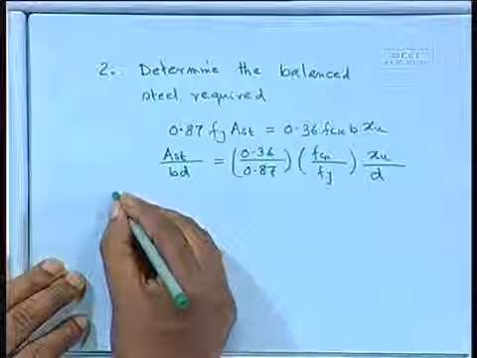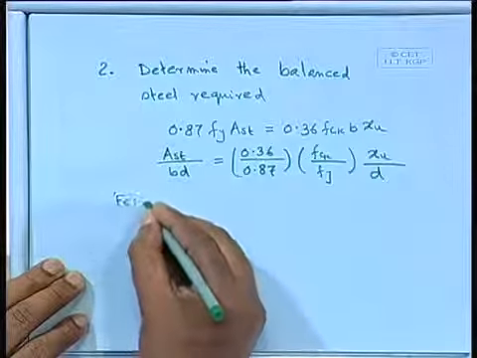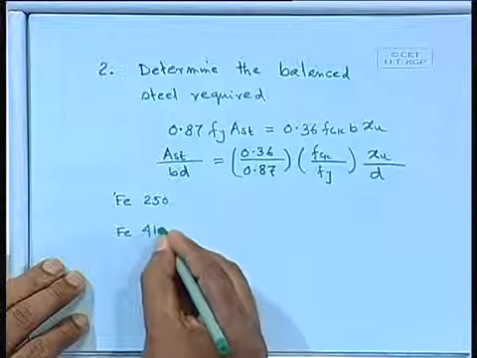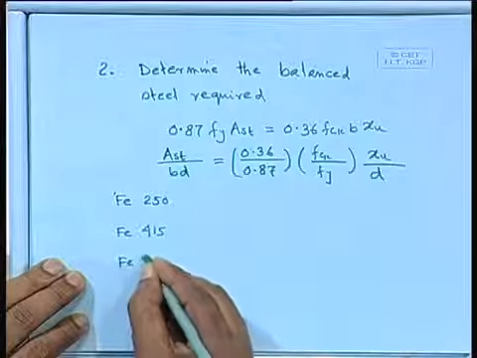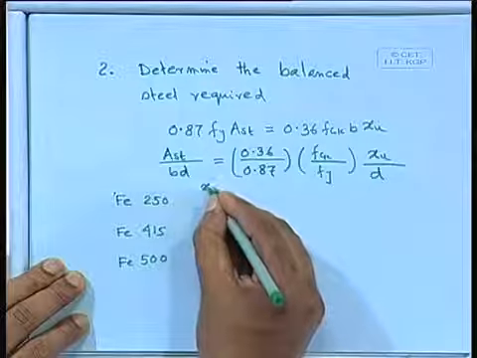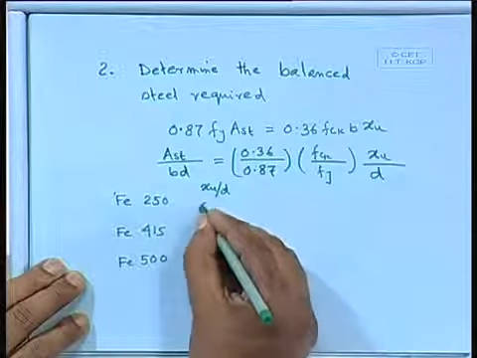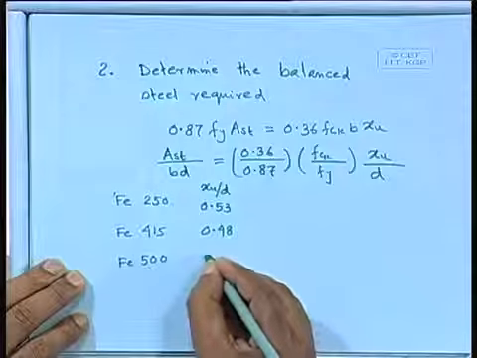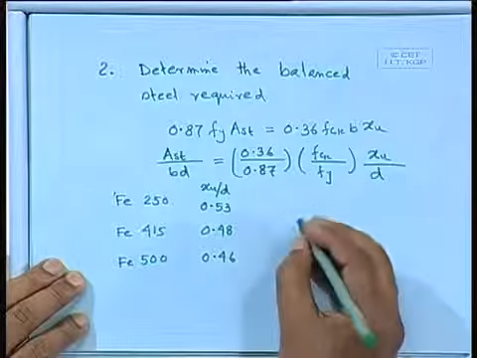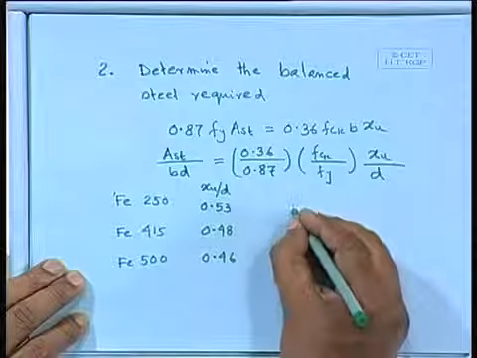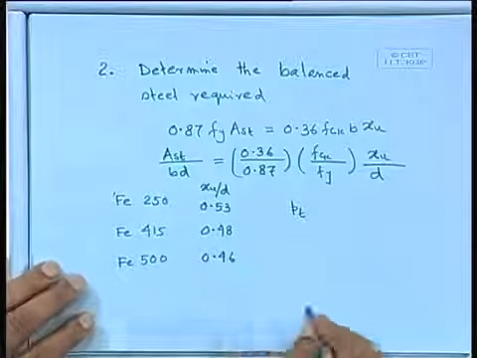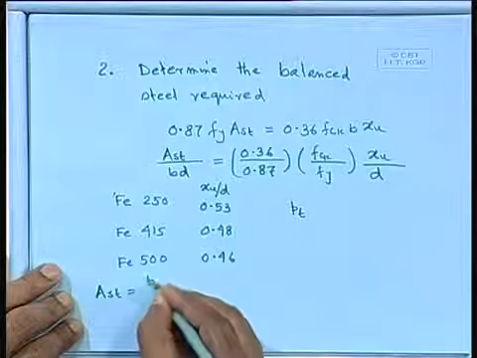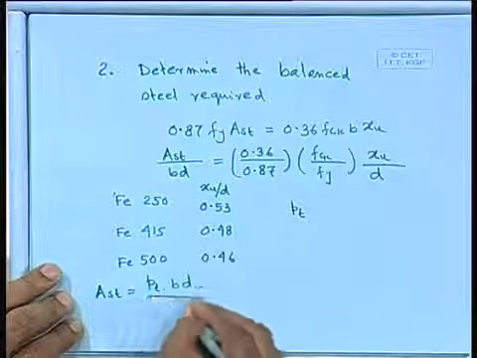Let us repeat. Fe250, Fe415, Fe500, xu by d: 0.53, 0.48, 0.46. Pt. What is Pt? In other words, Ast. Ast equals Pt times bd by 100.